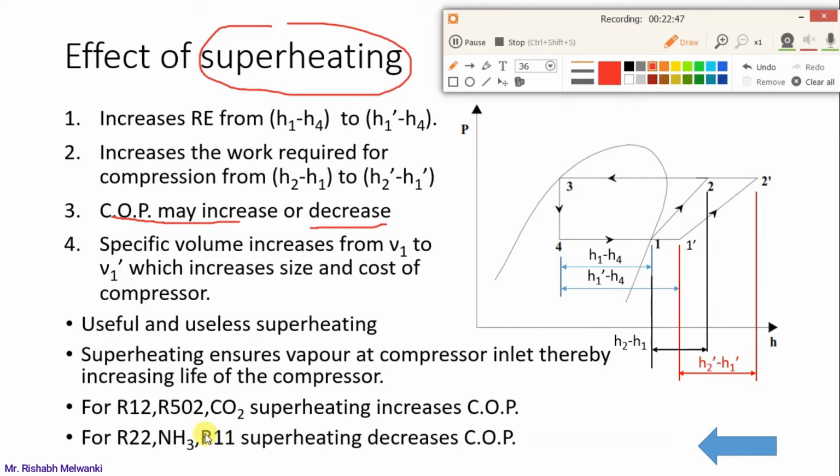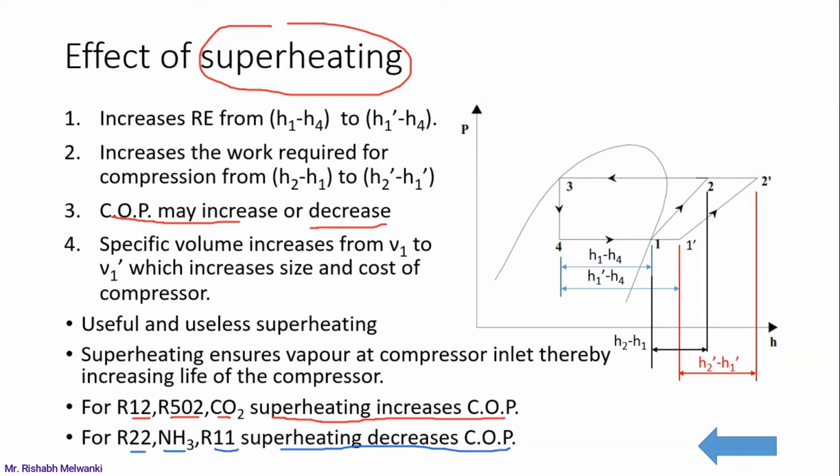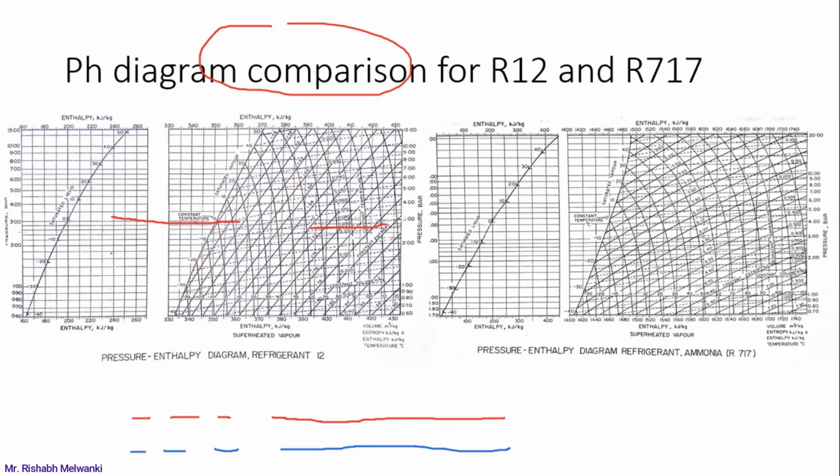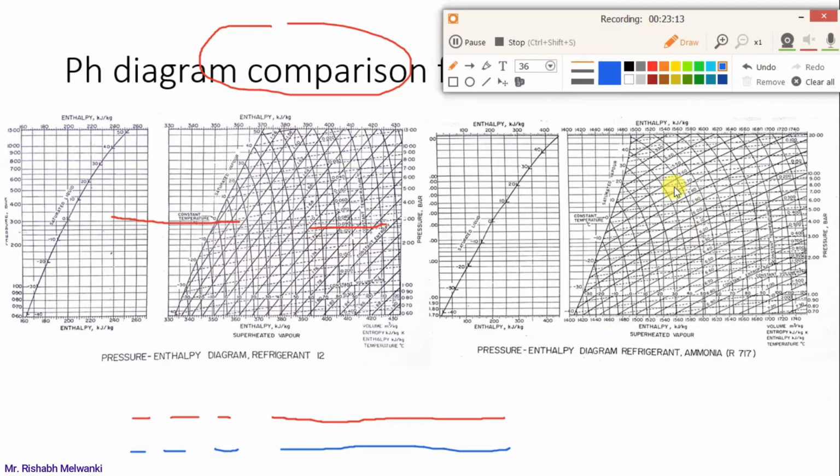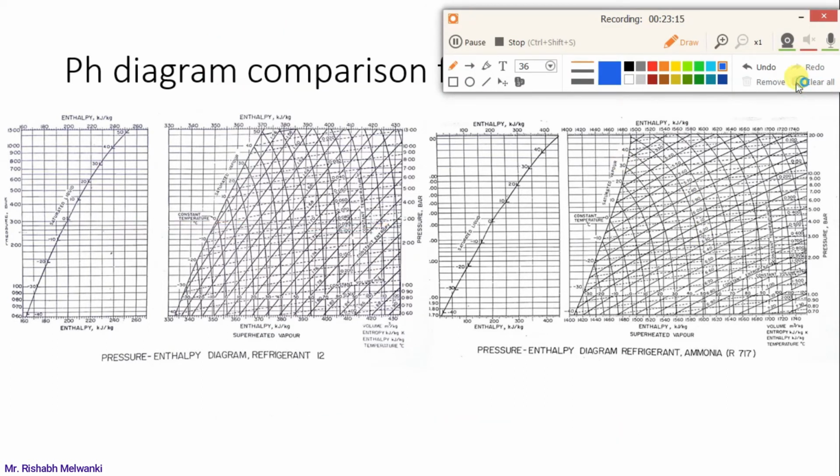Now you observe over here, for R12, R502 and carbon dioxide, superheating results in increasing COP. Whereas if you consider ammonia, R22, R11, because of superheating, COP decreases. Now, why is this? We have to understand that. So the basic answer is it depends on compression work. Now how? Understand it. This is very important now.